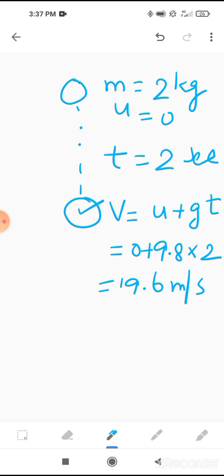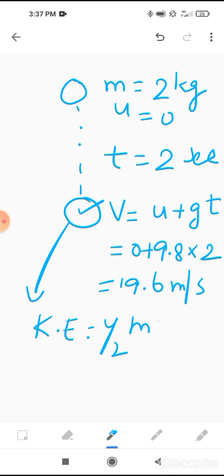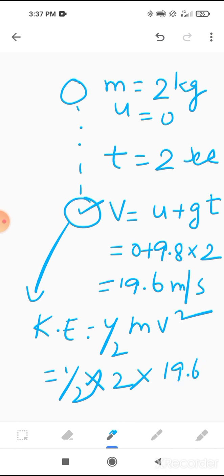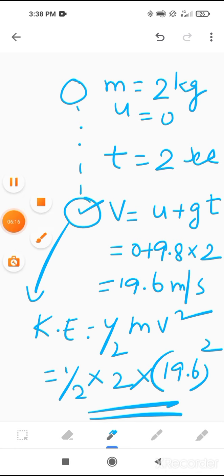And you are asked to find out kinetic energy here. Formula for kinetic energy is half mv square. That is half into m is 2 into v square is 19.6 square. So do this calculation, you will get the answer. How much is the kinetic energy possessed by the body?